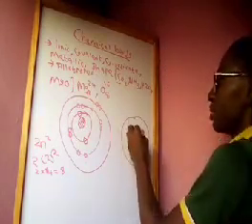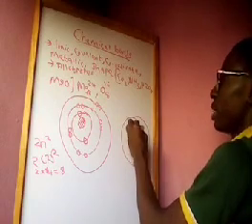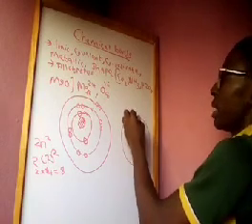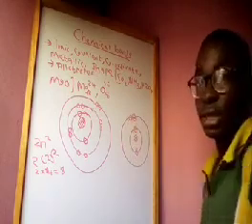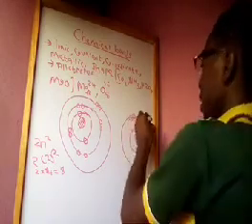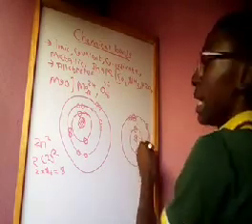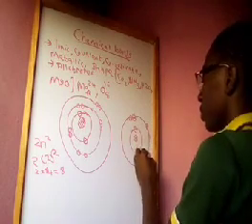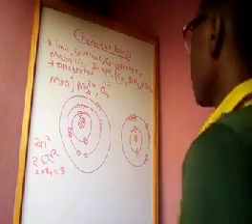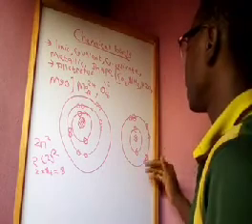This oxygen has the nucleus, then the K shell, which will take 2 electrons, then the L shell will take 8. But since oxygen does not have up to 8, there will be only 6 in the L shell. So basically all the electrons here are 2, 4, 6, and 8, right?